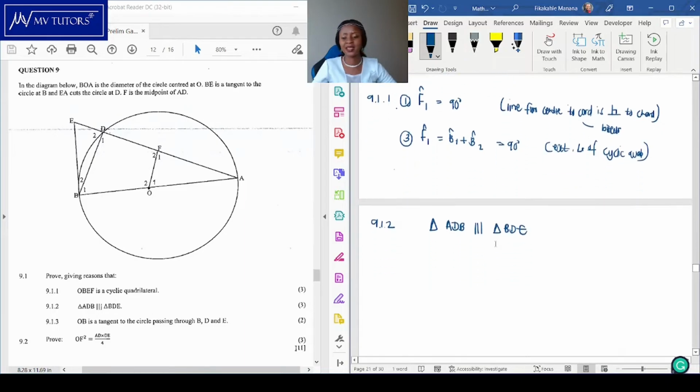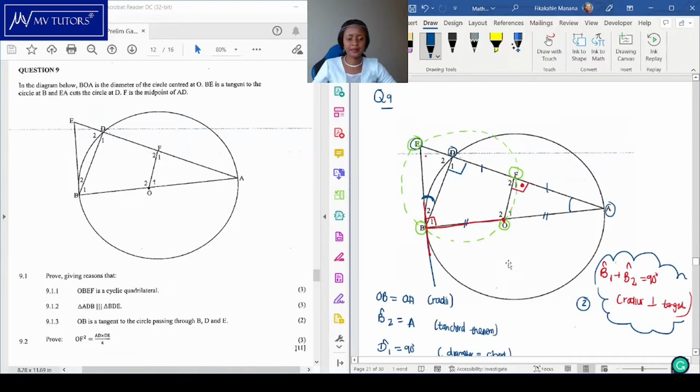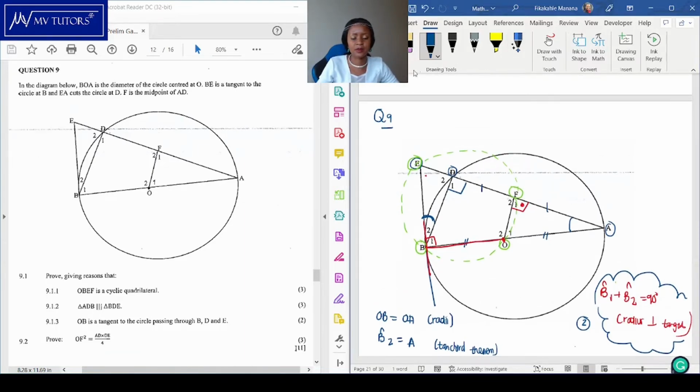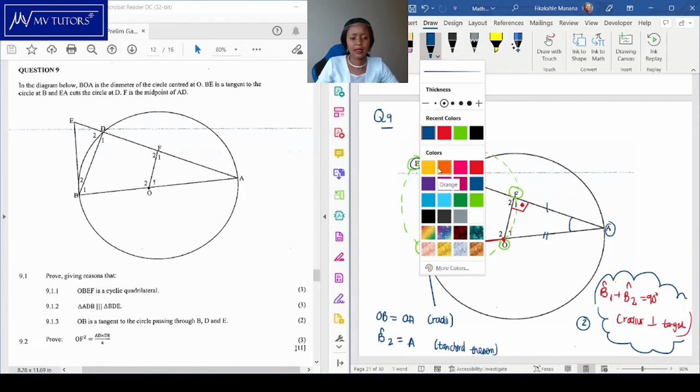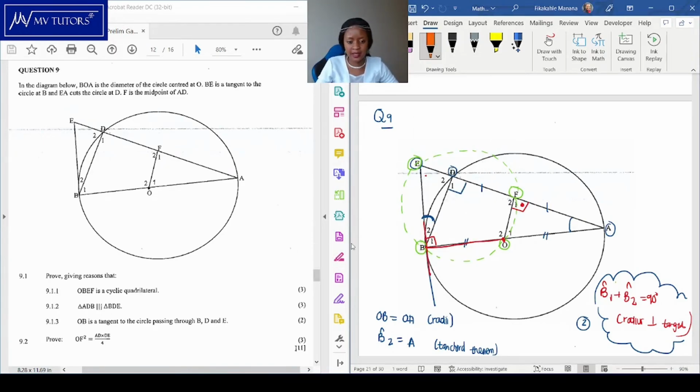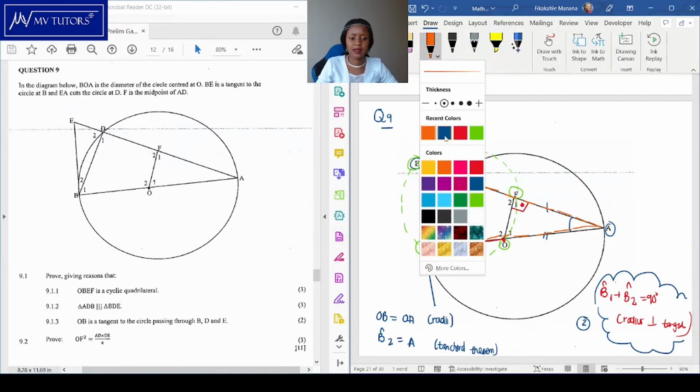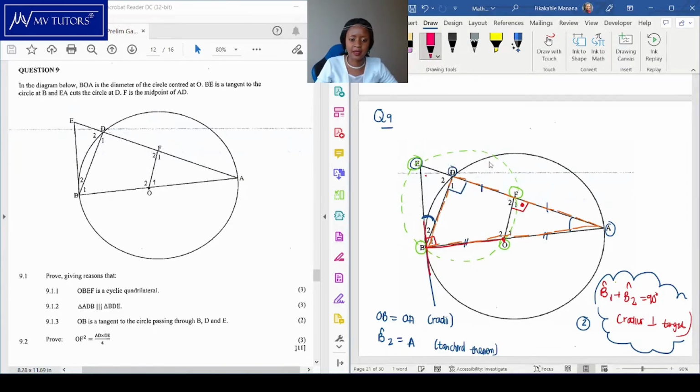So now we need to show that triangle ADB is similar to triangle BDE. Let's go and highlight those. Triangle ADB, so it's basically this big one over here, as well as BDE. Okay, let's go with pink.